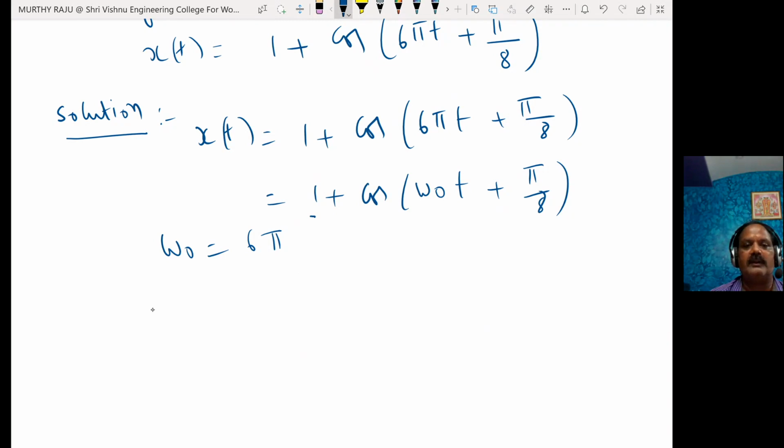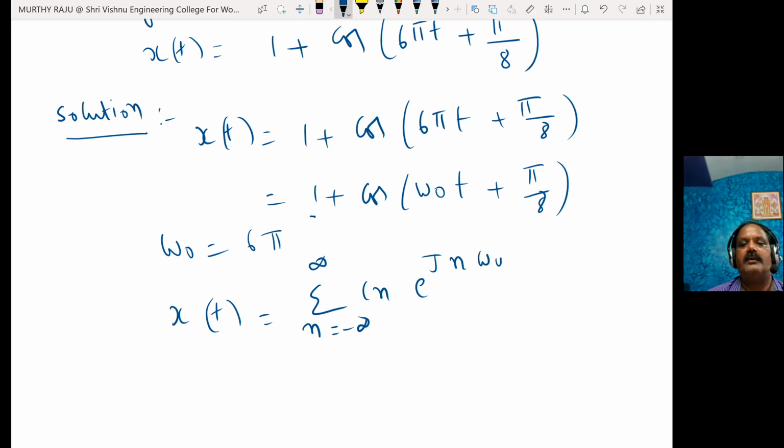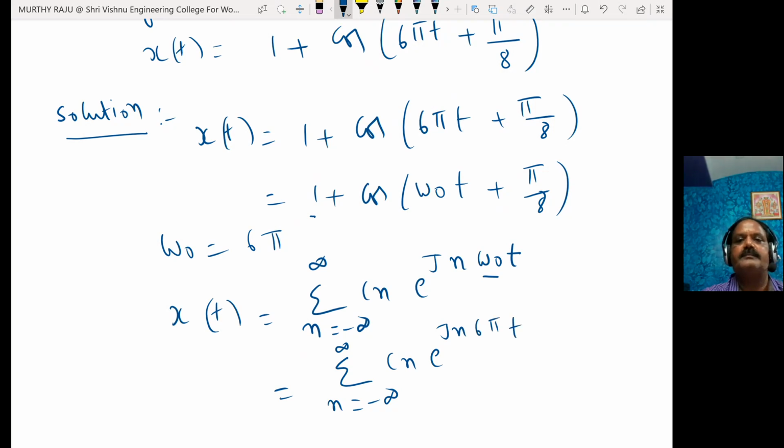The exponential Fourier series is x of t is equal to sigma n is equal to minus infinity to plus infinity Cn e power j n omega naught t. Here omega naught is 6 pi, so x of t is sigma n is equal to minus infinity to plus infinity Cn e power j n 6 pi t.